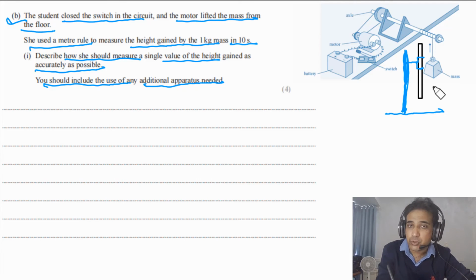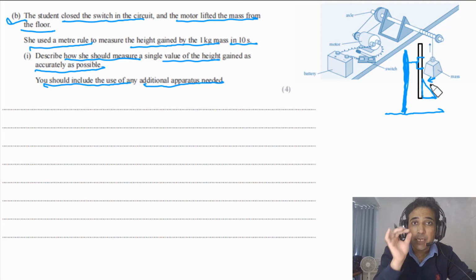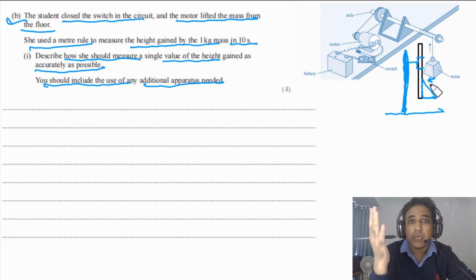We also need to make sure this meter rule is vertical. How can we make sure? We can place a set square and check whether this one is vertical or not. We can also attach a marker at the bottom of the mass, so we can read from the scale easily. And also, when we read the scale, we need to read it at eye level. So these are the practical points you can include in your answer.